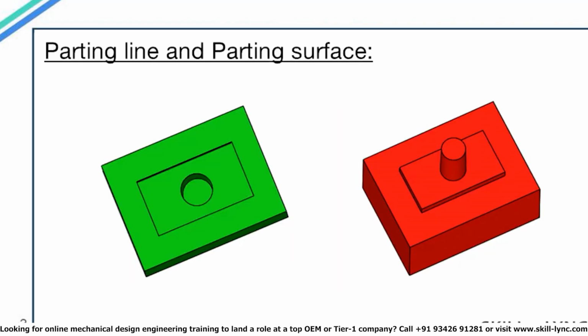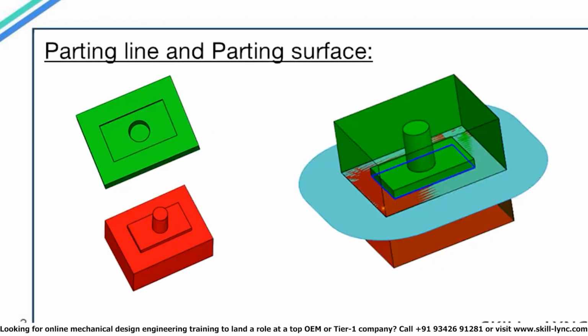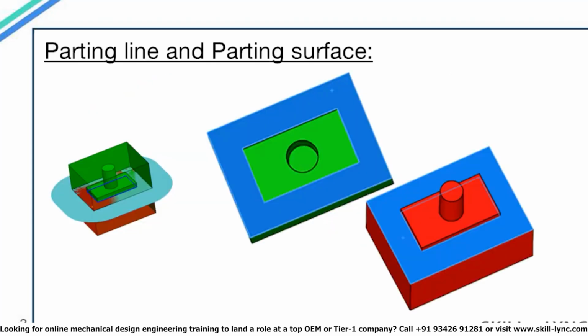Here I have an image showing the core and the cavity for the part, and during the injection molding process, these two blocks will come into contact with each other. So the surface where these two blocks are touching each other, which is displayed by the highlighted blue surface, is the parting surface for the mold.